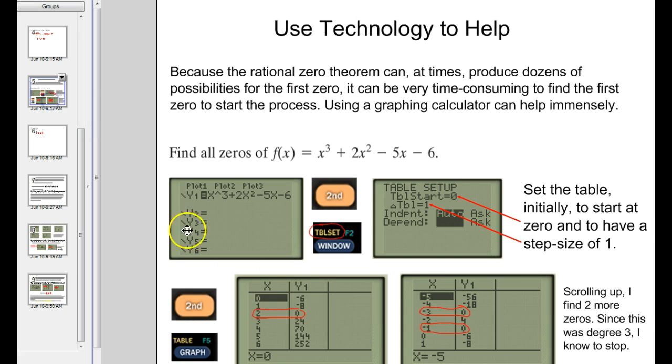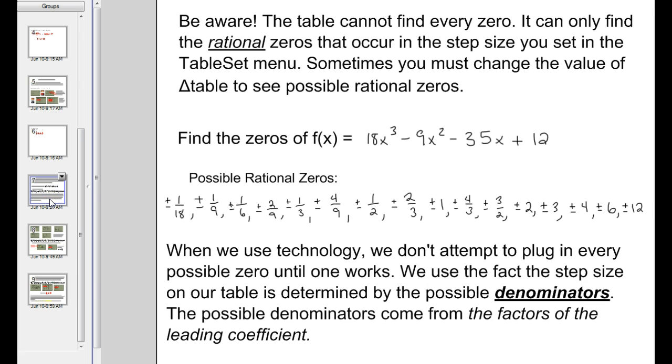And again, if you look at this table, the x's that it picks are always whole numbers, right? Initially, that's all dependent upon the delta table, right? The little triangle is red delta. So when the delta table is 1, that means it's going to add 1 to whatever you tell it to start with. So you tell it to start with 0, it's going to move up and down by 1 unit each time. So what we have to do, this is where you have to understand the rational zero theorem.